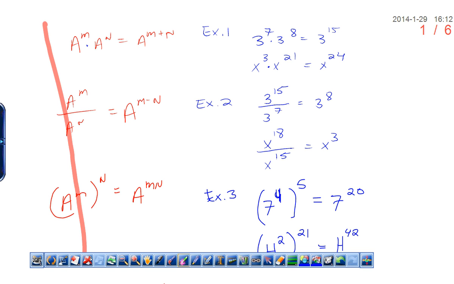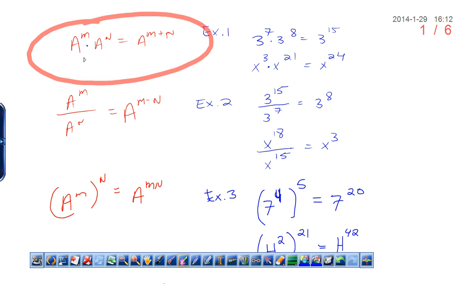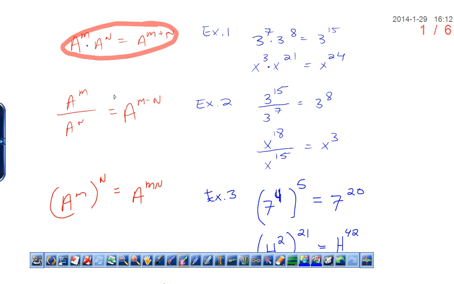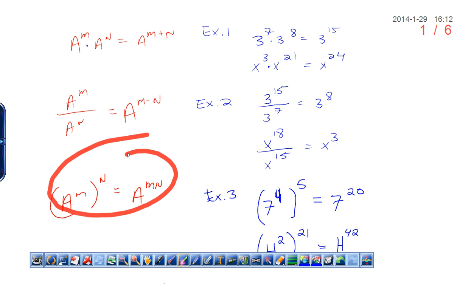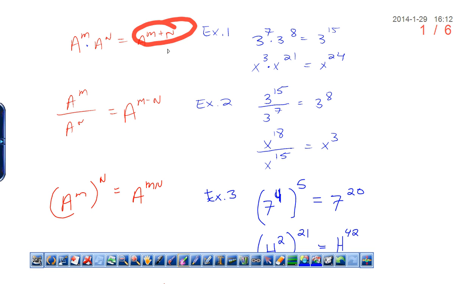On the left-hand side, I have all the rules. So this is your product, quotient, power to a power, all that stuff. Each red one is the next flap, and the blue ones are just two examples for each one. I'll briefly hit them. Feel free to pause so you can write it all down. The first one, product rule. Anytime you're multiplying two things that have the same base, you're going to end up adding the exponents. So m plus n right here. So 7 plus 8, 15. 3 plus 21, 24. We don't change the base at all.